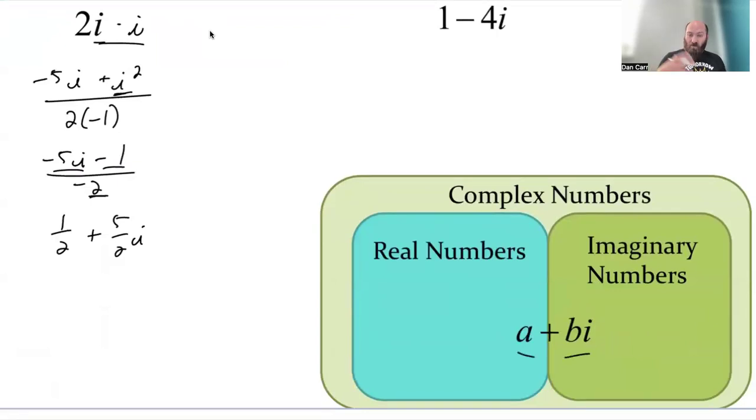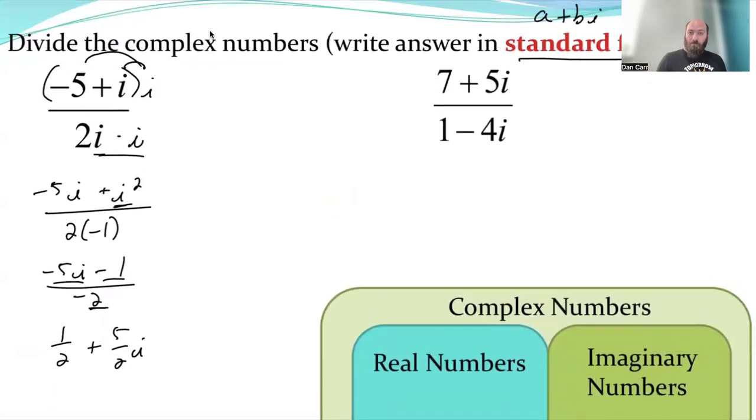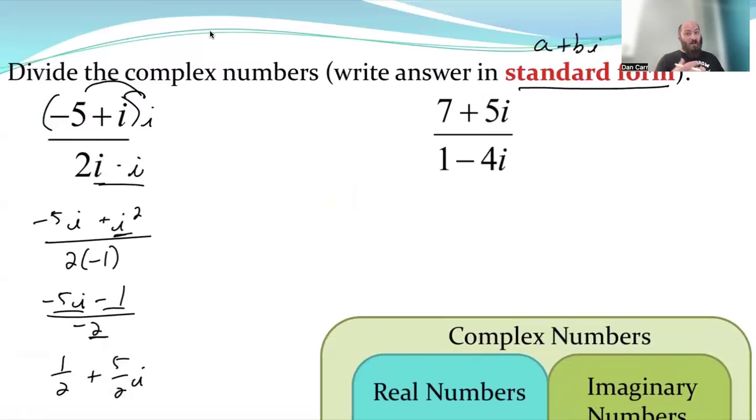Okay. So again, our complex numbers are made up of the real number plus the imaginary. So for this case, again like our rationalizing, we need to multiply this by its conjugate, which is 1 plus 4i. And I'm going to do that to both the numerator and the denominator.